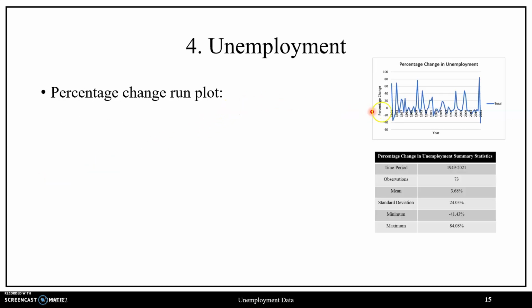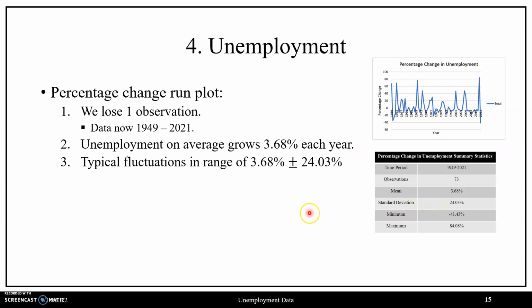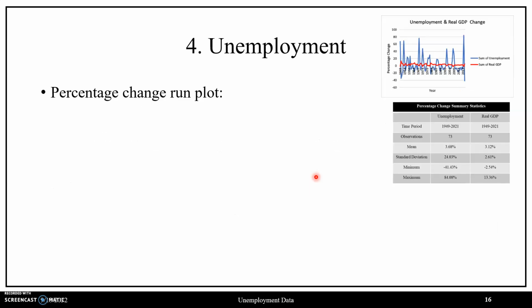Looking at a percentage change run plot, we see that we have fluctuations that are rather volatile, and we have our summary statistics below. By losing one observation, we gain access to those summary statistics, where we see that these fluctuations seem to be centered about 3.68%, our mean value, and that the standard deviation is 24.03%. So what this means is that unemployment seems to be increasing on average 3.68%, give or take 24.03 percentage points. To proceed, let us now classify the variable.